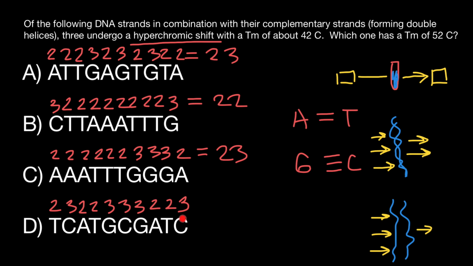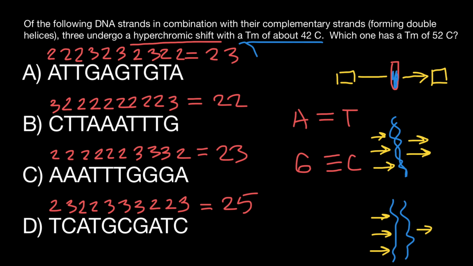And the last oligonucleotide. First, how many double bonds do we have? 1, 2, 3, 4, 5. So 10 hydrogen bonds here, plus triple hydrogen bonds. 1, 2, 3, 4, 5. So here we have 25 hydrogen bonds.